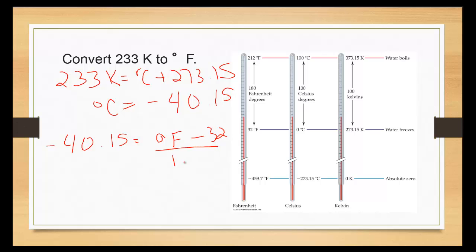Multiply both sides by 1.8. That gives me negative 72.27. And then add 32 to both sides. And that gives me, once again, negative 40.27 degrees Fahrenheit. And that's how you use the temperature equations.